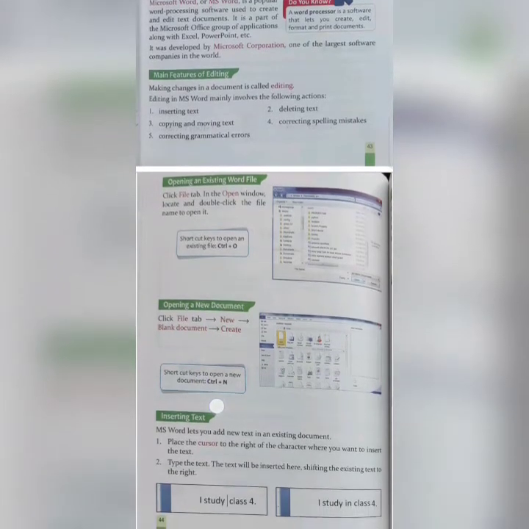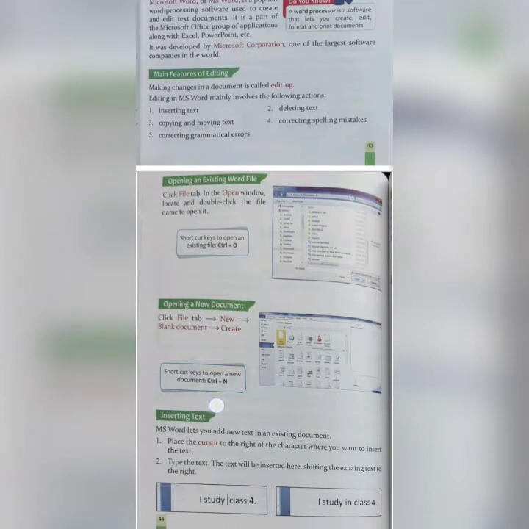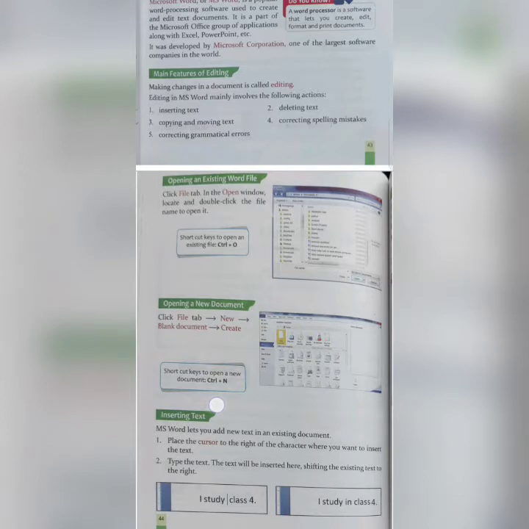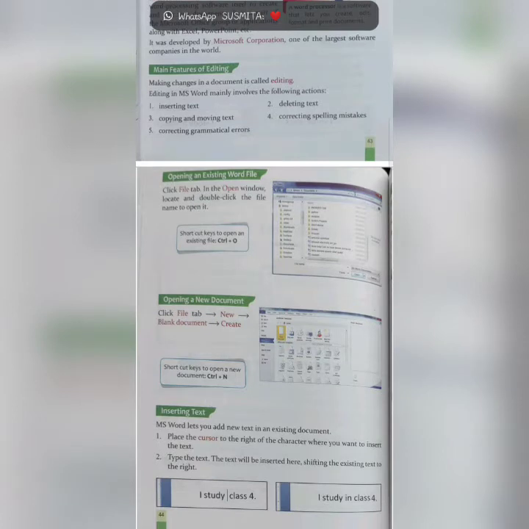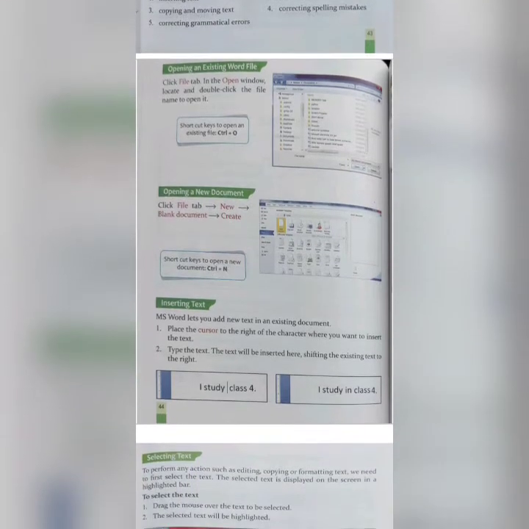Main features of editing. Making changes in a document is called editing. Editing in MS Word mainly involves the following actions. First, inserting text, deleting text, copying and moving text, correcting spelling mistakes, correcting grammatical errors. So what does Microsoft Word do as an editing? It can insert a text, it can delete a text, or it can move or copy text, correct spellings and grammatical errors also.